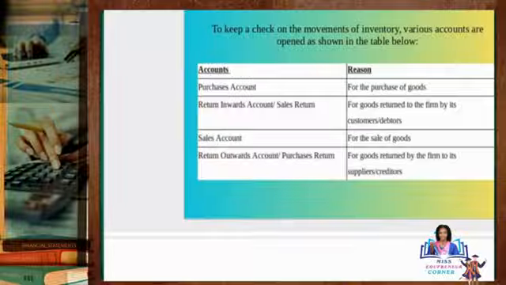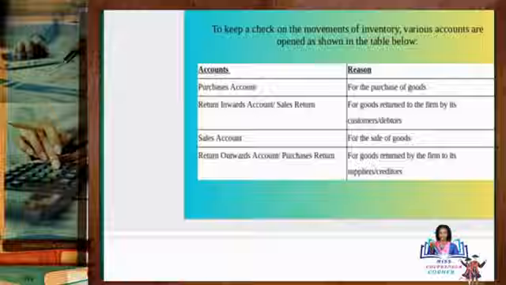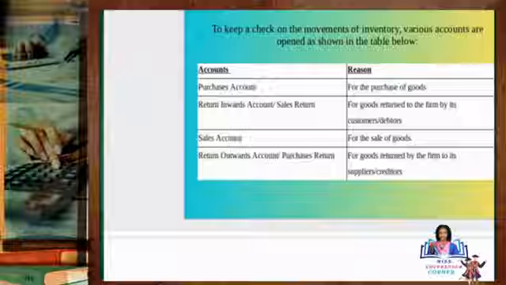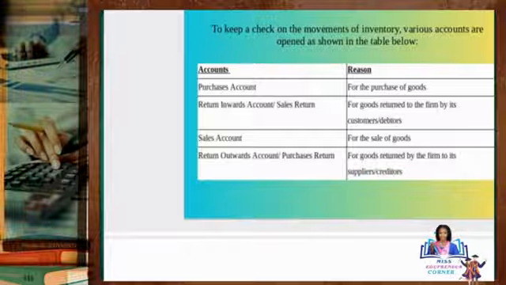So the purchases account is used to record the purchase of goods. The return inwards or the sales return account is used to record goods returned to the firm by its customers or debtors. The sales account is used to record the sale of goods, and the return outwards or the purchases return account is used to record goods returned by the firm to its suppliers or creditors.